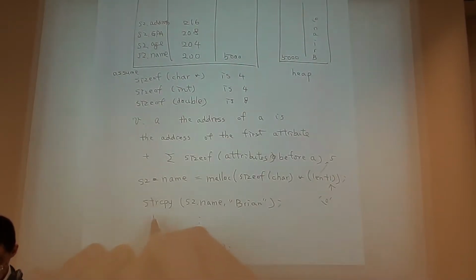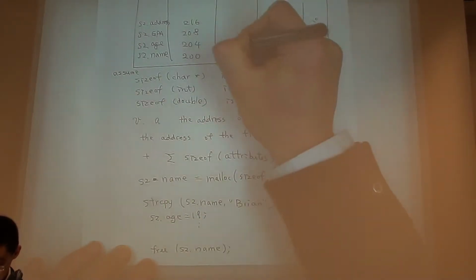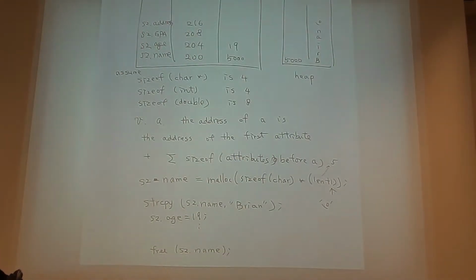You can also say something like s2.age. How old are you? 19. 19, okay. So then put 19 there. Notice that age is not a pointer, so we put it in the stack directly.